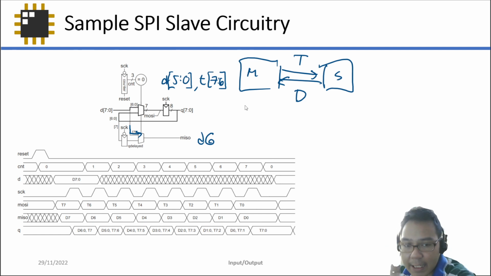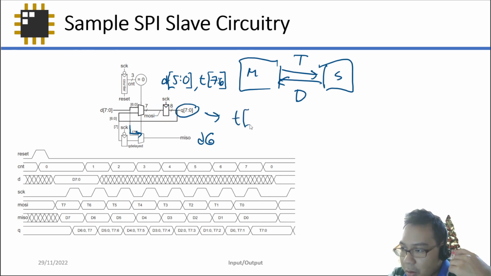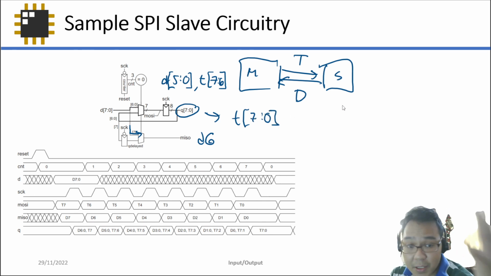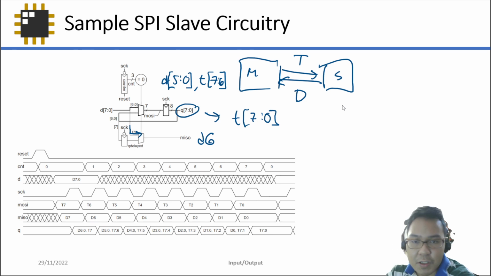And so as the cycles go on, at the end, what you will have as the output of Q is T from 7 to 0, and all of the D bits will have been sent. So this is just a really efficient way to implement an SPI slave circuit. It only has to use one register, which is really nice considering that you're trying to work with two different sets of data at once. This is from the Harris and Harris book.